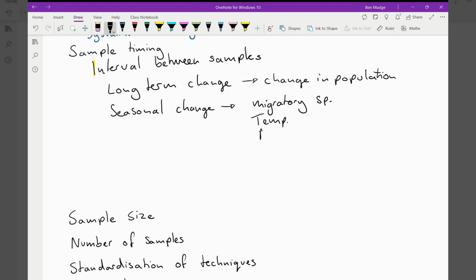Atmospheric CO2, that also changes with the seasons. So we might have to come back. Is it something that changes over a day, so a diurnal change? So this is over a 24-hour period, a day-night cycle. So this could be light levels, which again would change with seasons as well.